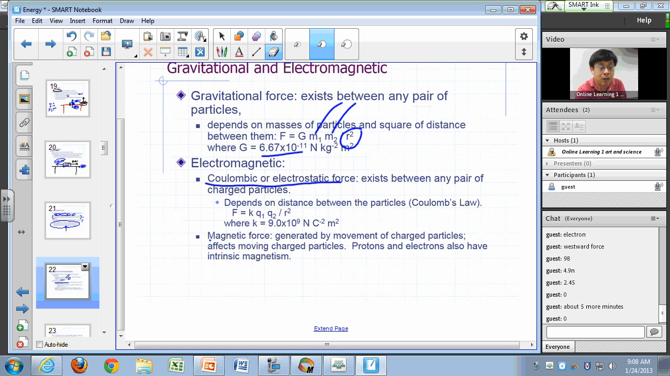Now, magnetic force is also something that's associated with charged particles. It's something that's generated when charged particles move, and it affects moving charged particles. So what we physically experience as magnetic forces are actually due to charged particles. Protons and electrons, just by being protons and electrons, are in fact magnets. They have what's called intrinsic magnetism because of what's known as spin. We'll talk more about that later in the semester. So those are the types of forces that we encounter.